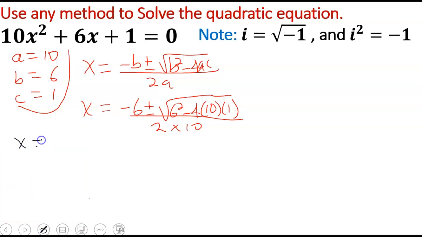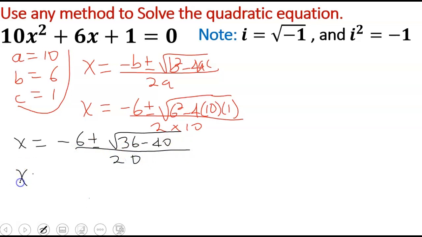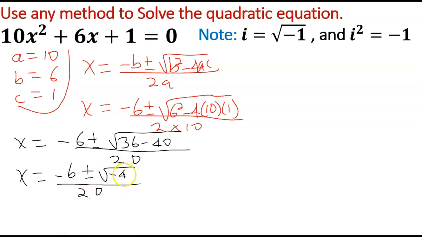So x equals negative 6 plus or minus square root of 36 minus 4 times 10 is 40 times 1 is 40, over 2 times 10 is 20. X equals negative 6 plus or minus, okay, 36 minus 40 is negative 4, all over 20. Now, we know 4 is a perfect square, which is 2. So it's going to be 2i. Hope you get that now.